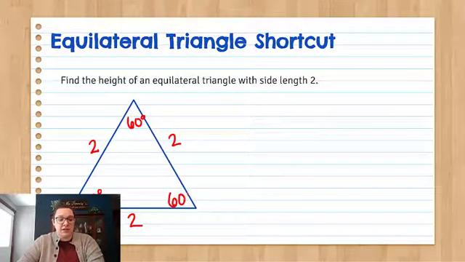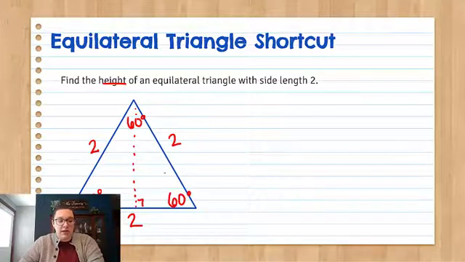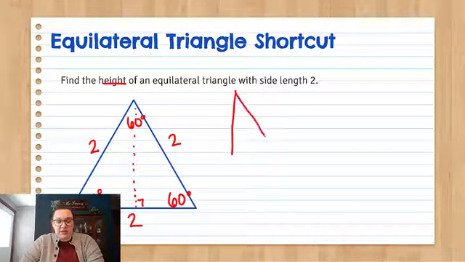What we're being asked to do here is solve for the height. So let me draw a height in. I'm going to kind of dash a line in. And I see I've got a right triangle. I'm going to actually kind of peel that right triangle off and put it to the side. And let's look at it specifically. So here is that right triangle.